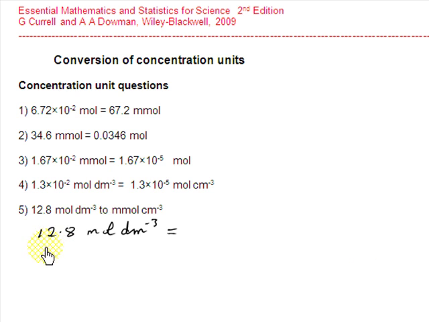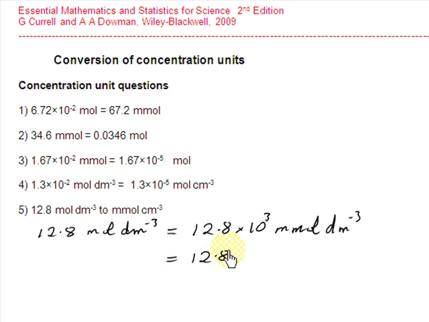To convert 12.8 moles per decimeter cubed to millimoles per centimeter cubed, we will do this in 2 stages. First of all, we will convert the moles to millimoles. So 1 mole is equal to 10 to the 3 millimoles. So that will be millimoles per decimeter cubed. And then we will convert the per decimeter cubed to per centimeter cubed.